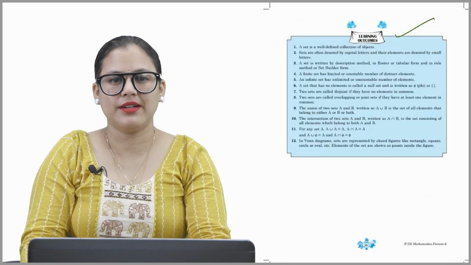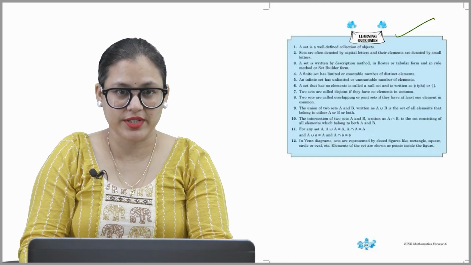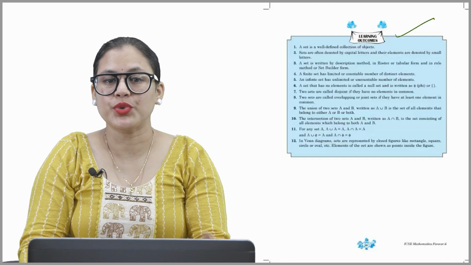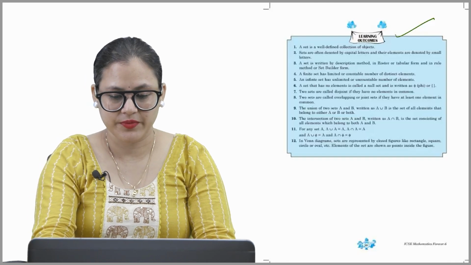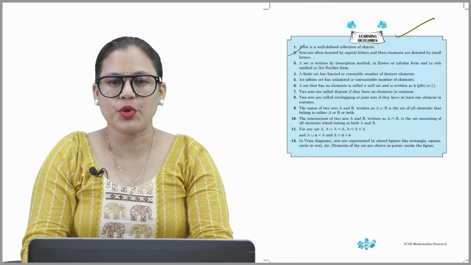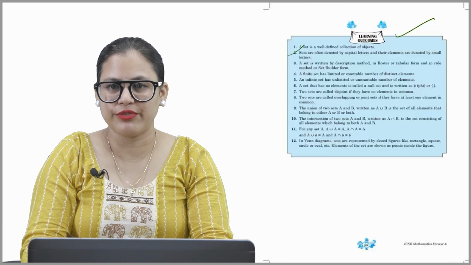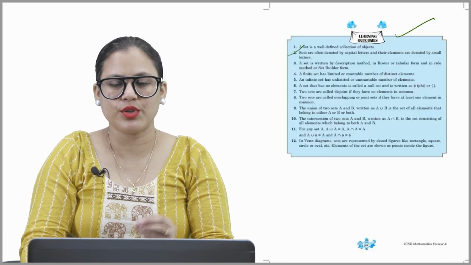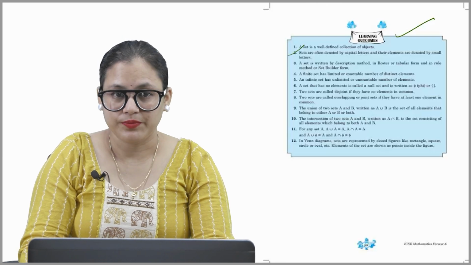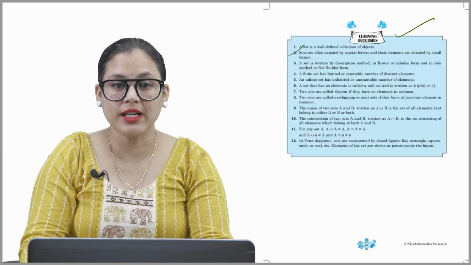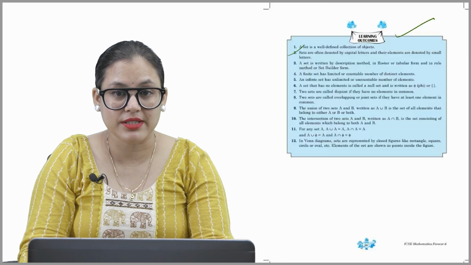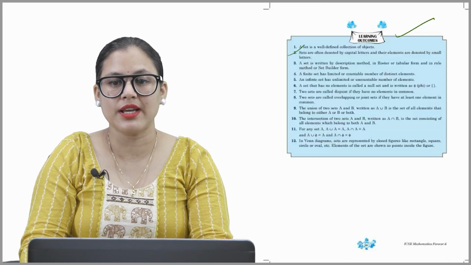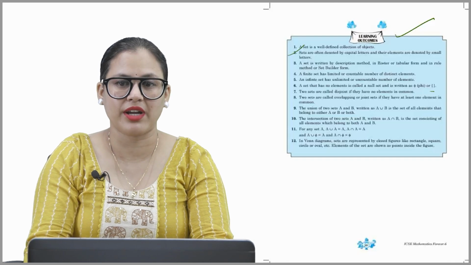Learning outcomes. 1. A set is a well-defined collection of objects. 2. Sets are often denoted by capital letters and their elements are denoted by small letters. Okay, remember that. 3. A set is written by description method, in roster or tabular form and in rule method or set builder form. 4. A finite set has a limited or countable number of distinct elements. 5. An infinite set has an unlimited or uncountable number of elements. 6. A set that has no elements is called a null set and is written as phi or curly brackets.